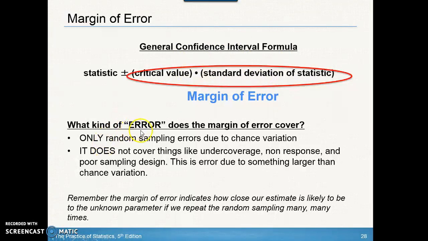So what kind of error does the margin of error cover? It only covers random sampling errors due to chance variation. It doesn't cover things like undercoverage, non-response, or poor sampling design, taking poor simple random samples. This is error due to something larger than chance variation. Because when I say chance variation, that just means that every confidence interval is going to be a little bit different because every statistic that you get from every sample is going to be a little bit different. Remember, the margin of error indicates how close our estimate is likely to be to the unknown population mean or proportion if we repeat the random sampling many times.